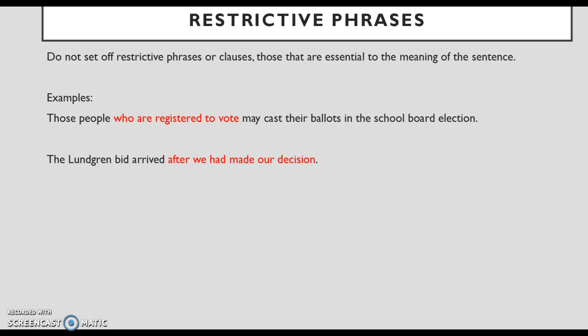Restrictive phrases. Do not set off restrictive phrases or clauses, those that are essential to the meaning of the sentence. For example, those people who are registered to vote may cast their ballots in the school board election. Here it is essential because if you're not registered to vote, you may not cast your ballot. The Lundgren bid arrived after we had made our decision. That is essential information because we could no longer look at the Lundgren bid because we've already made our decision.